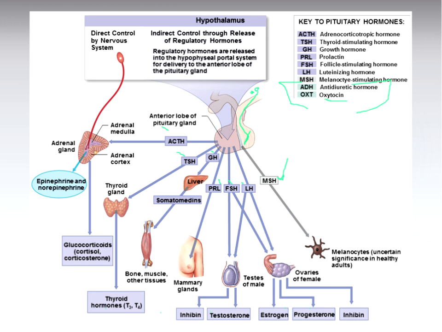Oxytocin, we know, is going to make smooth muscles contract. And so on the reproduction side, oxytocin is what helps trigger the uterus to contract to push a baby out in the birthing process. It helps contract the smooth muscle around the ducts in the mammary glands, so milk is forced and pushed out of the breast tissue.